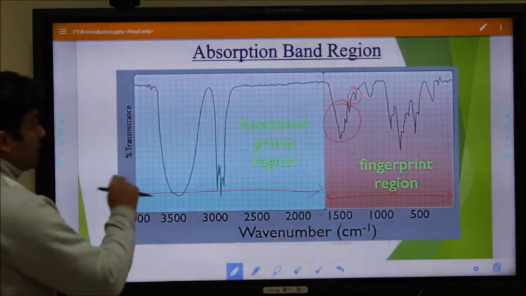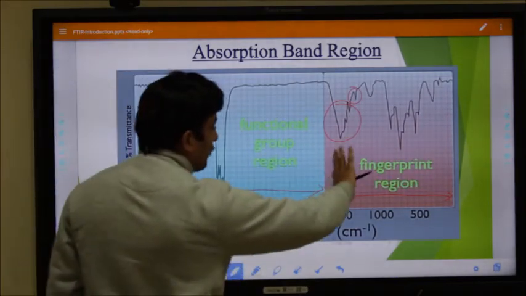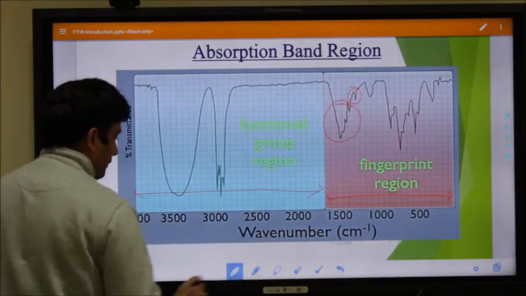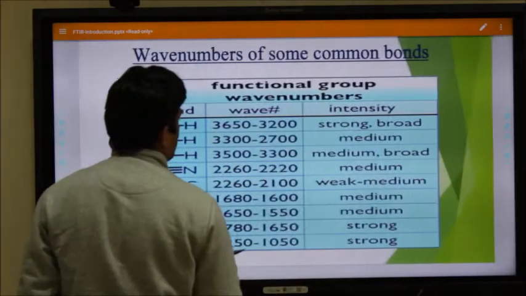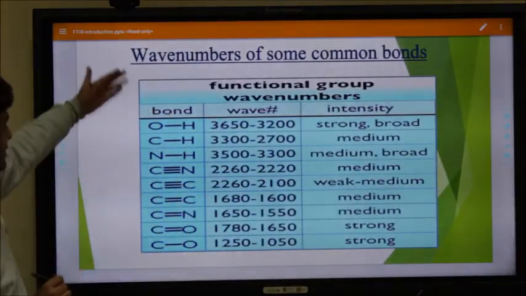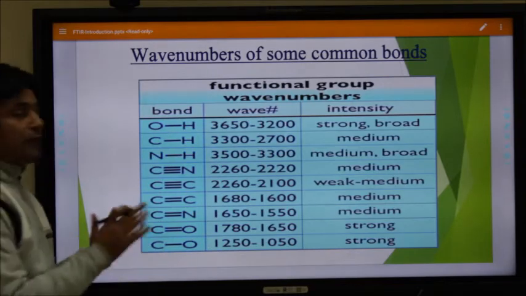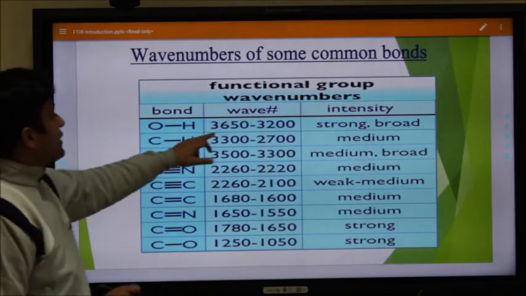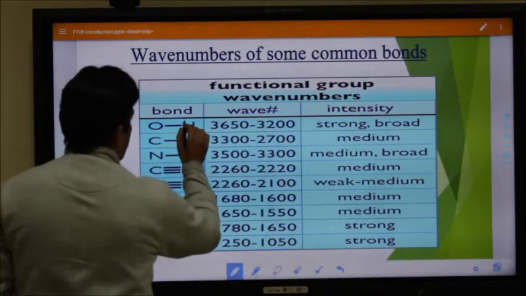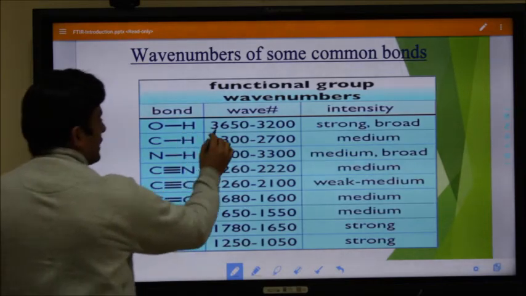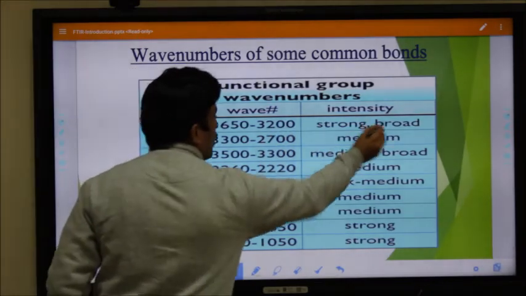Now, as you will be aware of the regions in this graph, you will be studying the different areas. First, let's move on to the next slide. Now, what are these? These are wave numbers of some common bonds. Let's make it easier. At these different wave numbers, for example, here it is OH, 3650 to 3200. It is a very strong and broad peak.